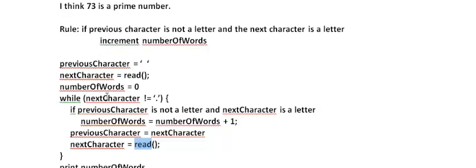Now we go back into this loop and iterate again with previous character equal to space, so it is not a letter. So next character is T, so it is a letter, so number of words will now become 2. So we are starting the word think.